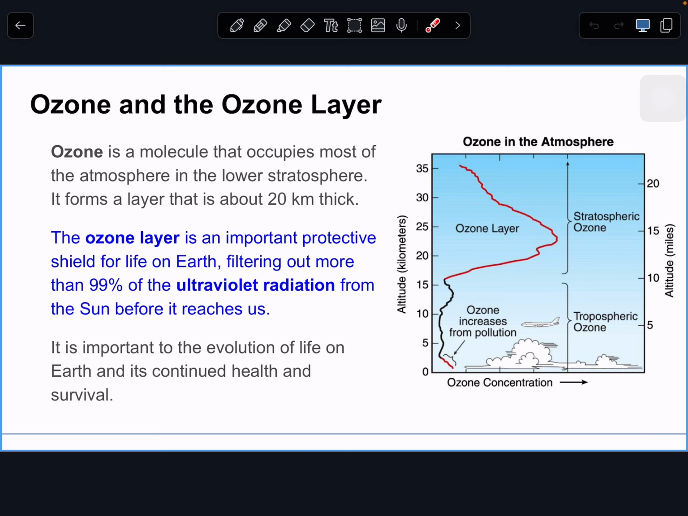Like we learned in our activity today, the ozone layer is an important protective shield for life on Earth, filtering out more than 99% of ultraviolet or UV light from the sun before it reaches us. And if you're curious, that's the stuff that gives you skin cancer. So the ozone layer is there to protect us, blocking out the carcinogen that is UV light.